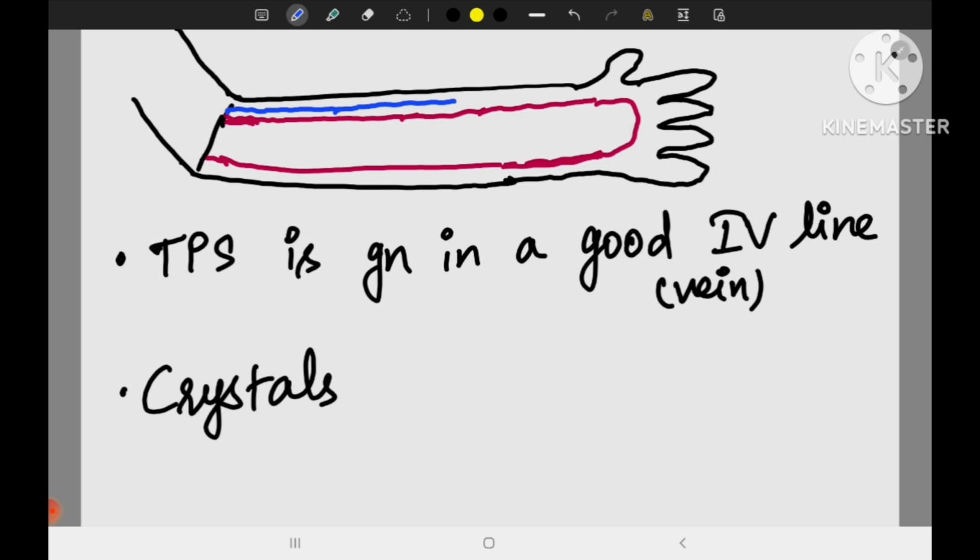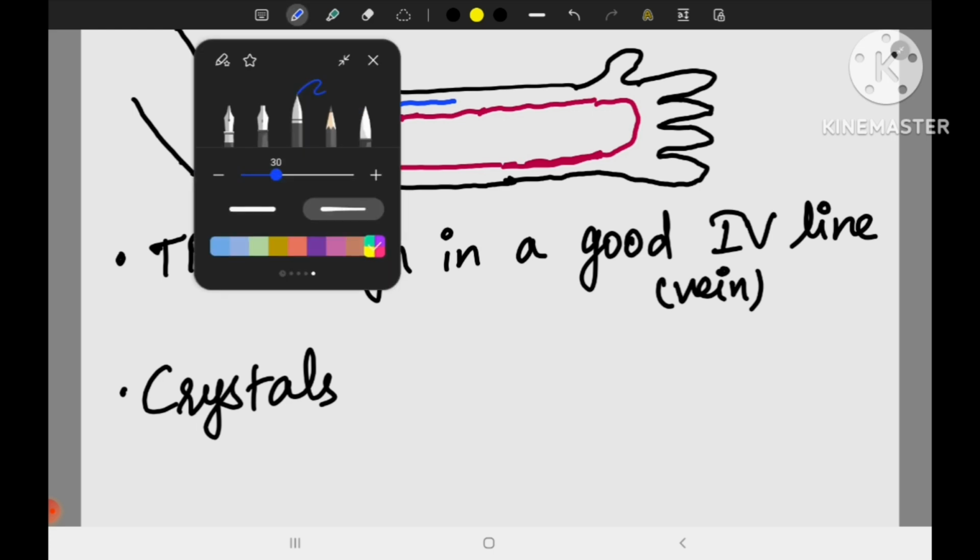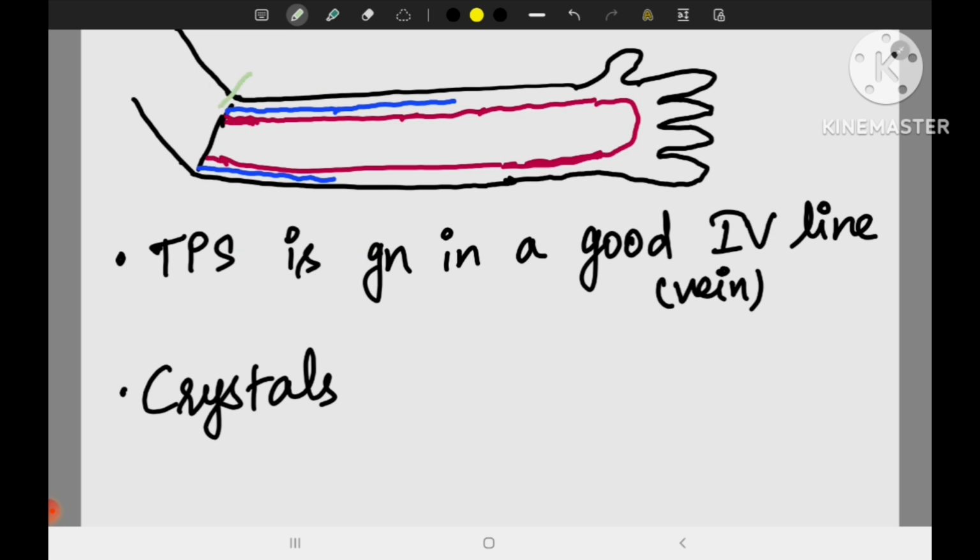Suppose they don't inject into the brachial vein, and by mistake they have injected into the brachial artery. That is the main reason for this condition. If, instead of injecting into the brachial vein, they have accidentally entered the brachial artery, then only can we face this situation.